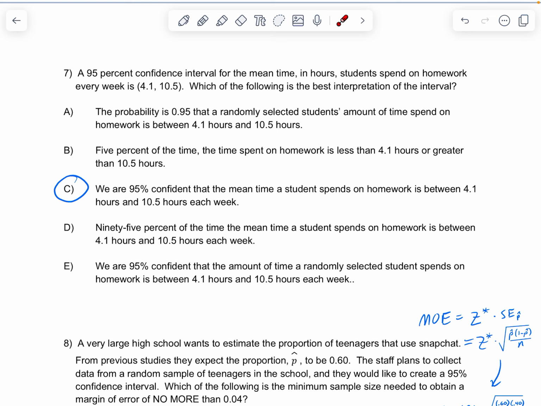Looking at some of these wrong answers: the probability is 95% that one randomly selected kid is between here and here. That's far too specific. This is more general, right? And we're 95% confident that our interval that we created will capture the mean that we're estimating.